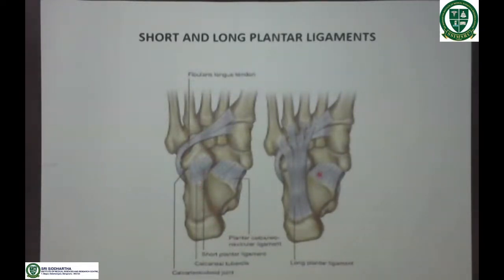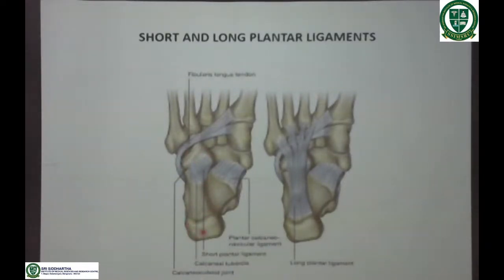There you can see this is the long plantar ligament. Deep to that, you can see this is the short plantar ligament. This is to the lateral aspect. Here you are seeing this bone, this is the cuboid. This one is the calcaneum.